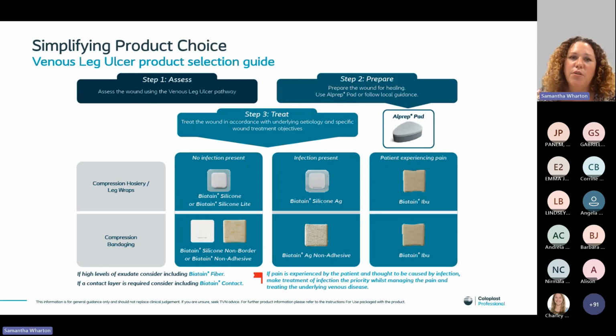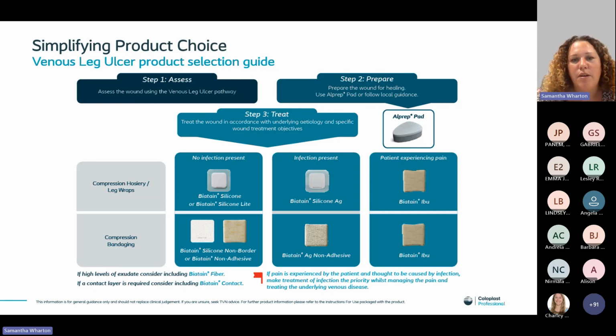Here we have that simplified product choice like I talked about. So you've got your step 1, which is the assessment, your step 2, which is preparing using the all prep pad. So you can see the all prep pad there. If any of you haven't seen the all prep pad, it's got 2 sides. It's got a darker grey side, which is for disrupting and dislodging the biofilm and removing that devitalized tissue. And the lighter grey side has unique slits within that, which can absorb and take away that biofilm and devitalized tissue that's been removed from the wound bed.